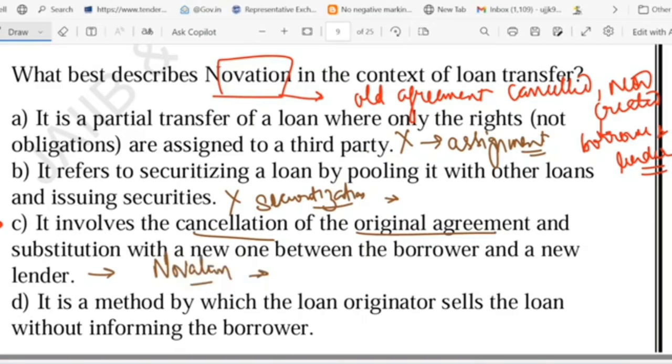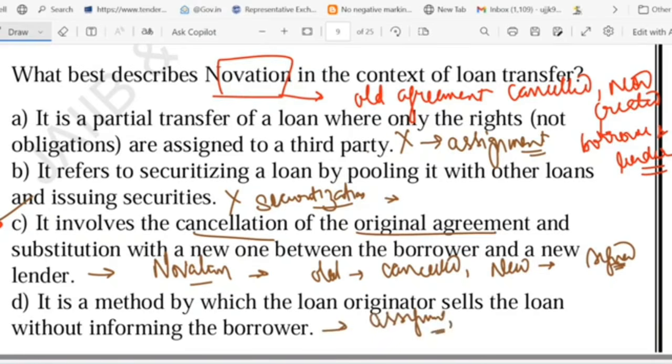So basically what happened? The old is cancelled and the new is signed. Right? And the borrower agreed to this. This is what novation is all about. What about option D? Selling loan without informing borrower. That may happen in the case of assignment, but not in novation. In novation, borrower consent is very much necessary. You can see the words without informing the borrower. This is completely wrong. You have to inform the borrower.